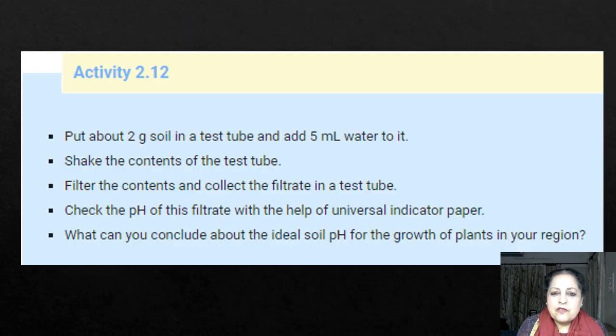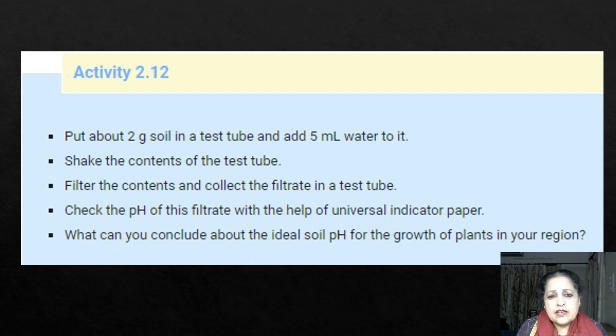Oh yes, I forgot to introduce one topic. I had talked about the farmer and how he should be measuring the pH. It's activity 2.12 in your book. If a farmer wants to grow a crop of his desire, he has to be very careful with the pH because all the plants don't grow in anything. They need a specific range of a pH.